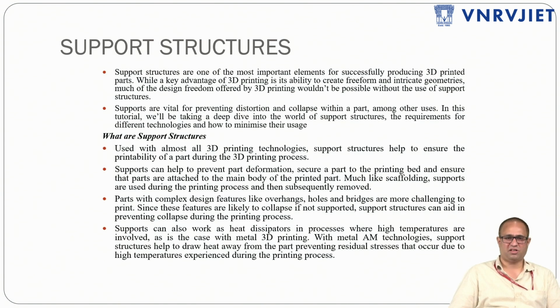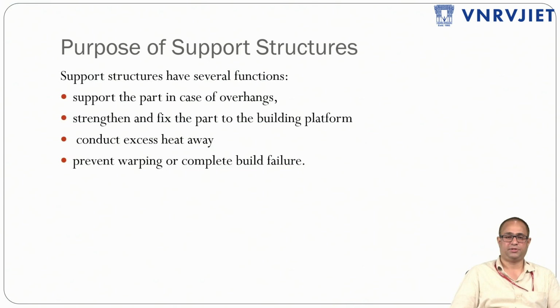Coming to support structures, they are especially required for parts with overhangs. For overhanging portions, the supports are obviously required. Support structures can also act as heat dissipators, since high temperatures are involved in metal 3D printing. They absorb the heat and regulate and maintain the temperature, and they are also useful to hold the part until it is completely printed.